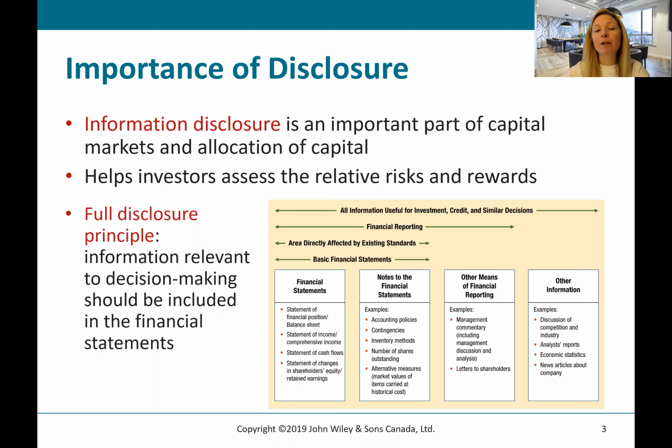And you can see in the diagram there's a variety of ways that we can disclose information as part of the financial reporting process. So we've got the financial statements, which is all of our core statements. You can see the statement of cash flow, statement of changes in shareholders' equity, of course, along with the statement of financial position and the statement of income and comprehensive income. Then we've got the notes to the financial statements. And we've got the MD&A and letters to shareholders where companies can provide additional financial reporting, as well as analyst reports, economic statistics, etc. And all of this information together is what investors use to determine whether there's adequate reward to invest in the company.